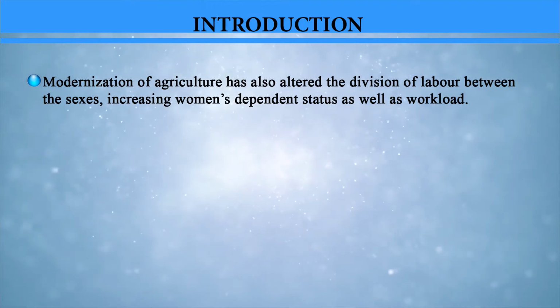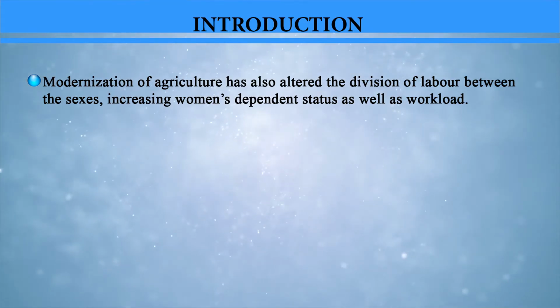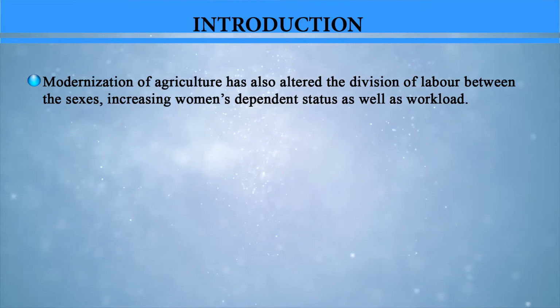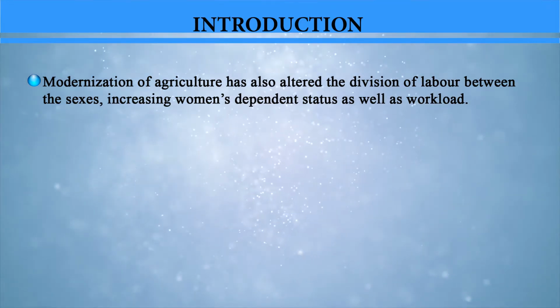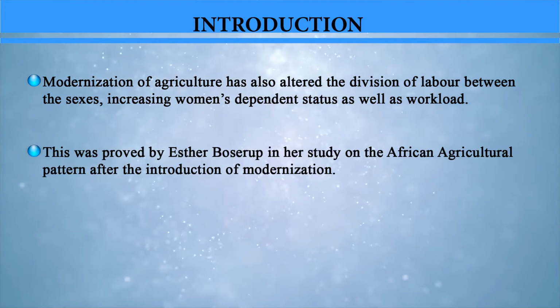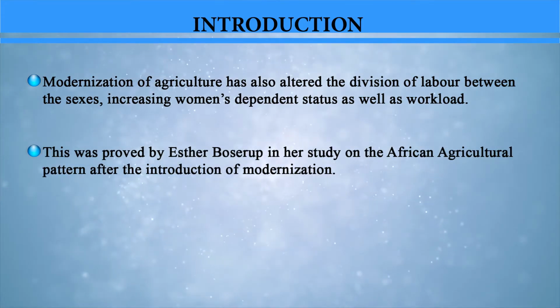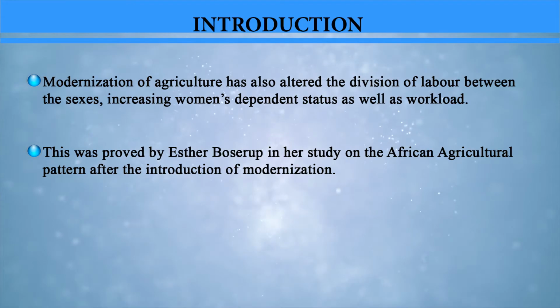This informalization of activities resulted in women working in the informal sector. Most of the technology-oriented formal jobs are with the male members of society. Modernization of agriculture has also altered the division of labor between the sexes, increasing women's dependent status as well as workload. This was shown by Esther Boserup in her study on the African agriculture pattern after the introduction of modernization.